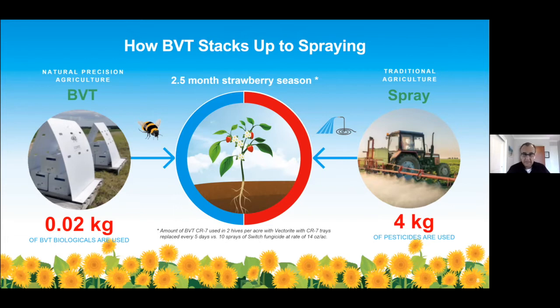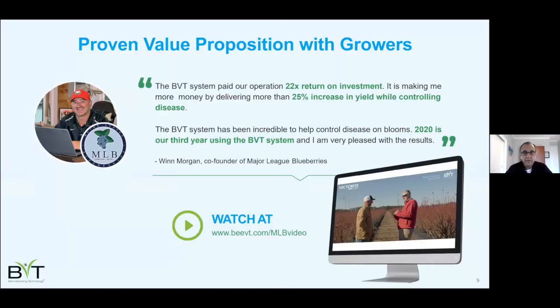So this is the power of insect vectoring, and in our case, bees are the vector, so bee vectoring. The system is now fully commercial in the US. We're going into our second full season post EPA approval. We're already getting tremendous feedback from our growers.